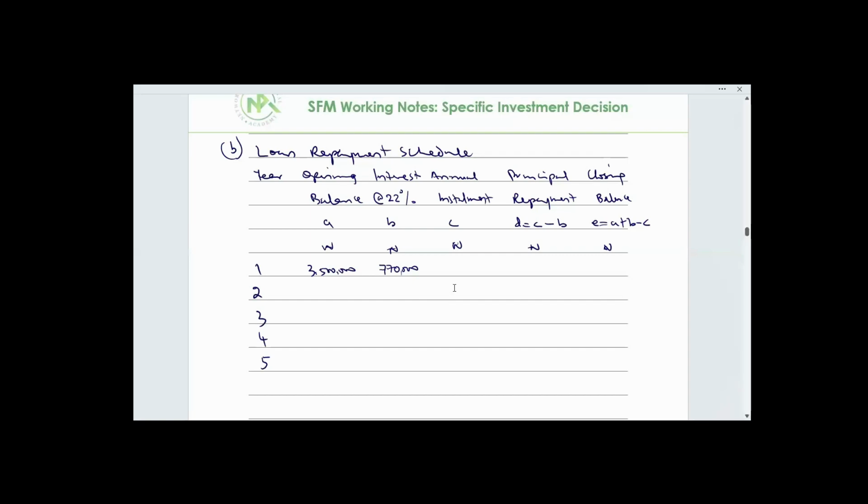So let's calculate the annual installments. To get the annual installments, you want to know how much you are going to set aside every year for you to be able to recover the loan amount. So to do this, the annual installment is calculated as the loan divided by the annuity factor. Loan divided by annuity factor equals 3.5 million divided by the annuity factor.